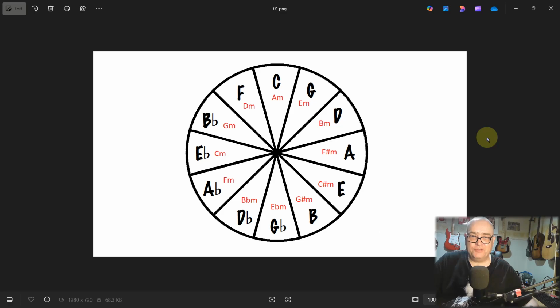Just to show both sides of the coin, in red I've shown the relative minors. Every major key has a relative minor. Every major pentatonic has a relative minor pentatonic. Same notes, just viewed from a different viewpoint. So we're going to take a look at the notes that are in a C major pentatonic. They are the notes of C, D, E, G and A, and that's also an A minor pentatonic.